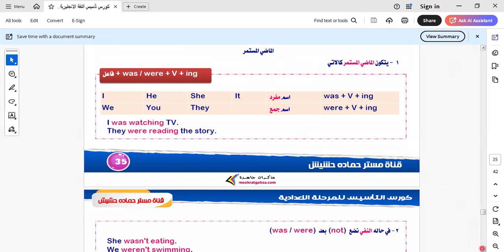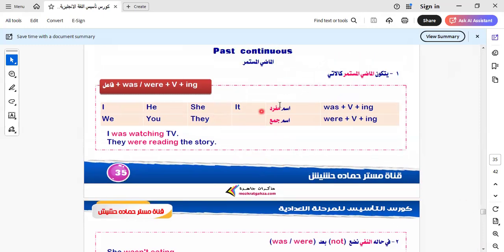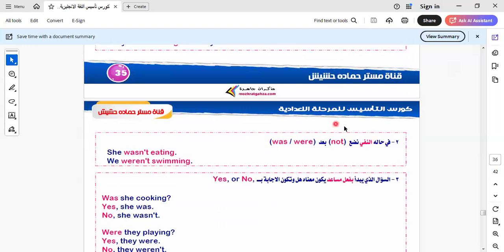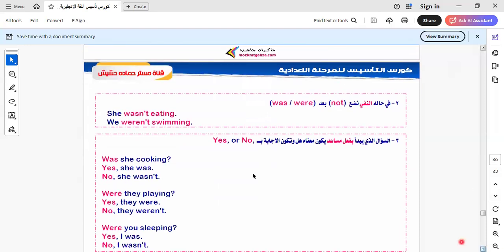Let's learn more about this tense. The formula of this tense is: I, he, she, it take was; you, we, they take were; plus verb plus ing. So I, he, she, it take was, plus verb plus ing. You, we, they take were, plus verb plus ing.